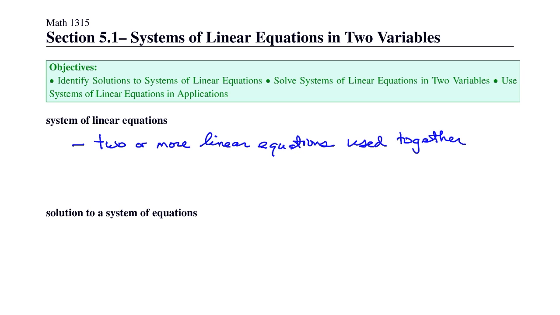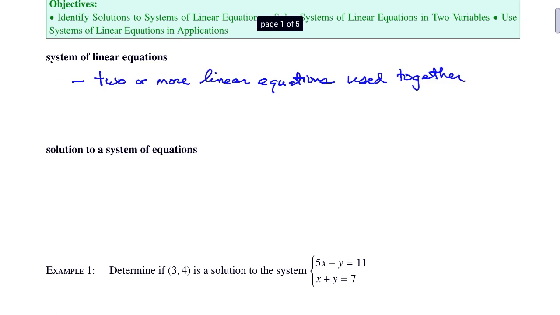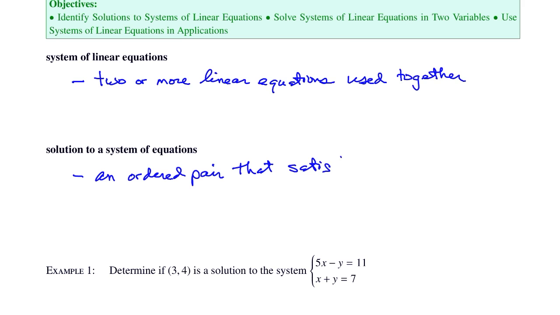A solution to a system of linear equations, and since we're just doing two variables right now, we'll go ahead and use the specific definition for two. It's an ordered pair that satisfies all equations in the system.